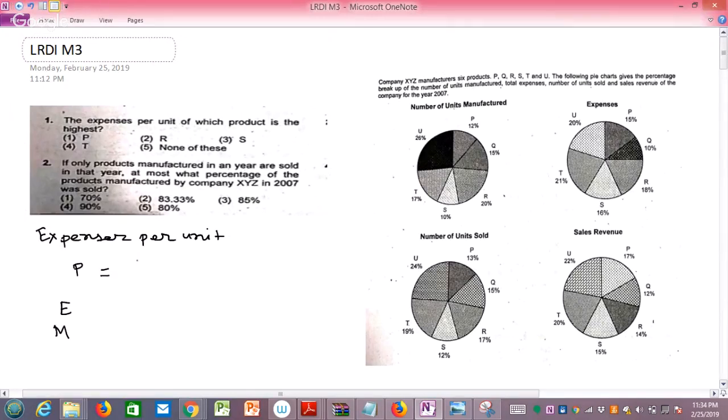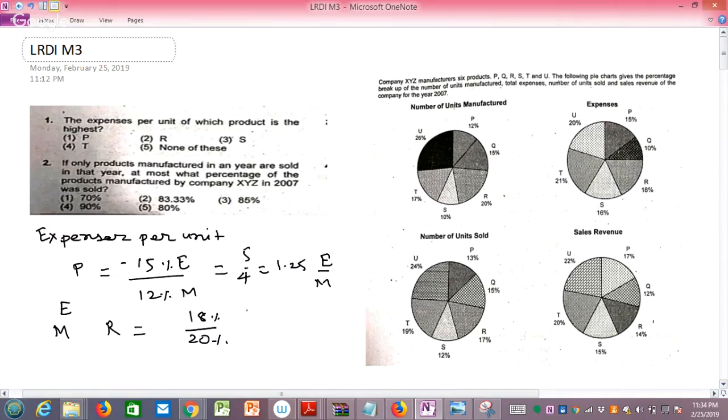So what is happening for P? For P it is 15%, that is 0.15. Simply write 15. And how much is manufactured? 12%. So 15 by 12 is 1.25 E by M. For R, it will be 18% divided by 20% E by M, so 9 by 10 E by M. So it's coming around 0.9 E by M.